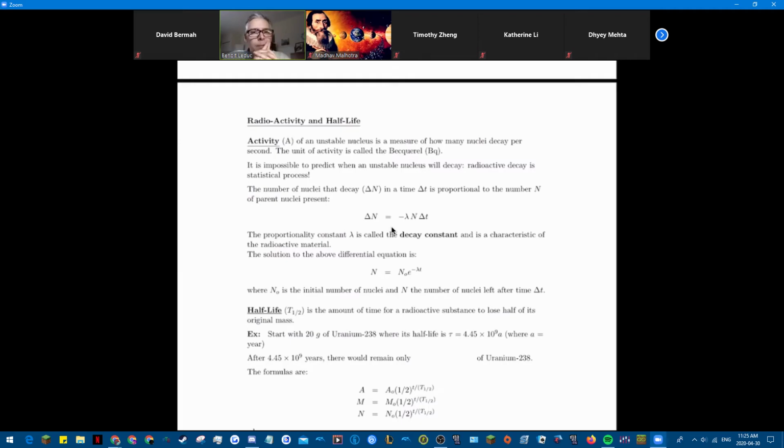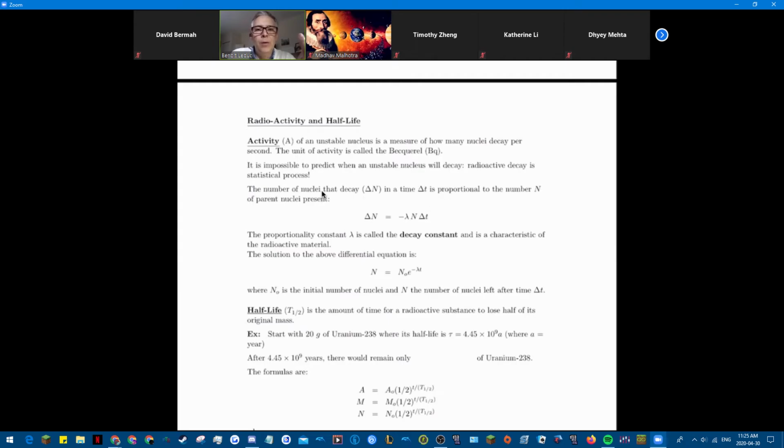However, there's a relationship that exists between the number of nuclei that decay. N is the number of nuclei you have in a substance. Delta N is the change. As it decays, there's less and less, so delta N is negative here. There's a relationship between the number of nuclei that decay and the time it takes.